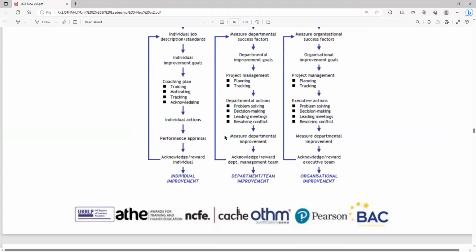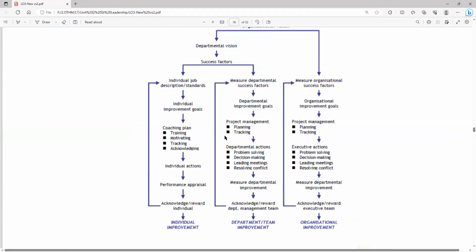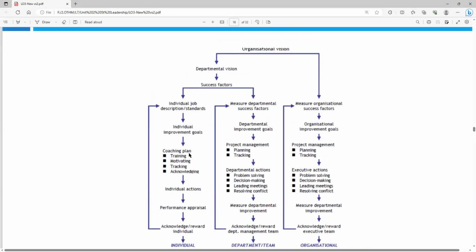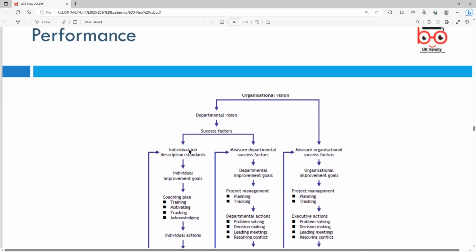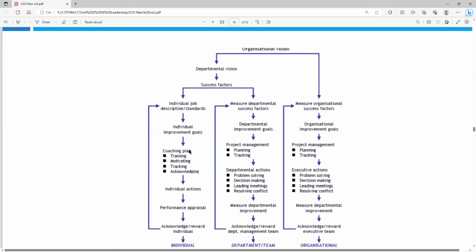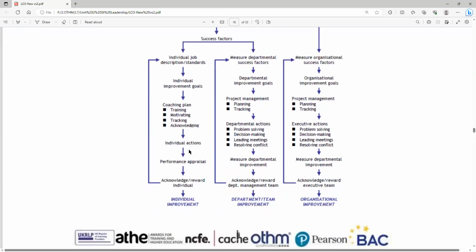We can look at the other model in this chart. You can see individual improvement, how we can track the performance of individual people, and how success factors are implemented in terms of organizational vision and departmental vision, leading through individual improvement. We can also use performance by looking at departmental success factors, and organizational success factors in terms of departments and organizational improvement.